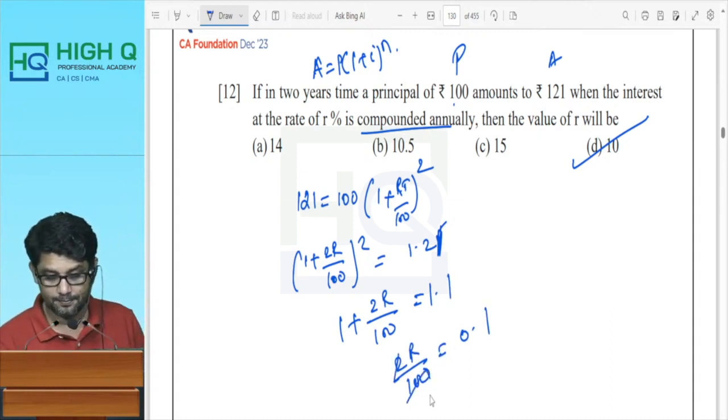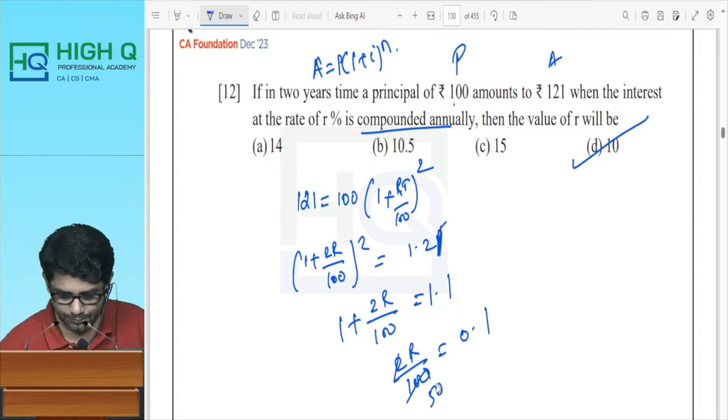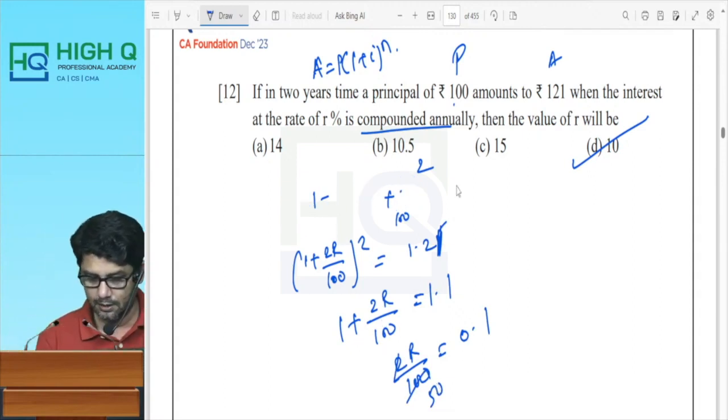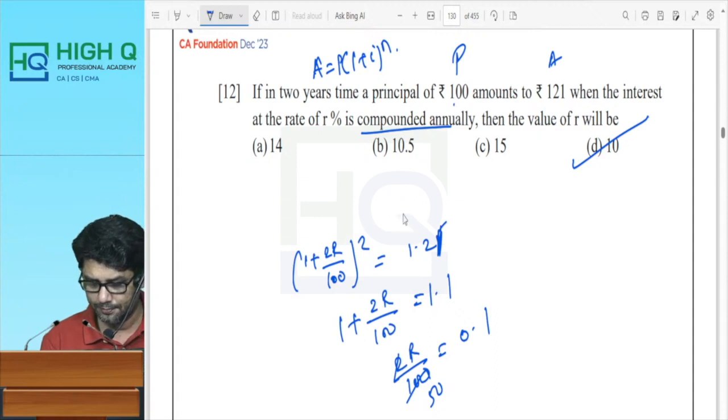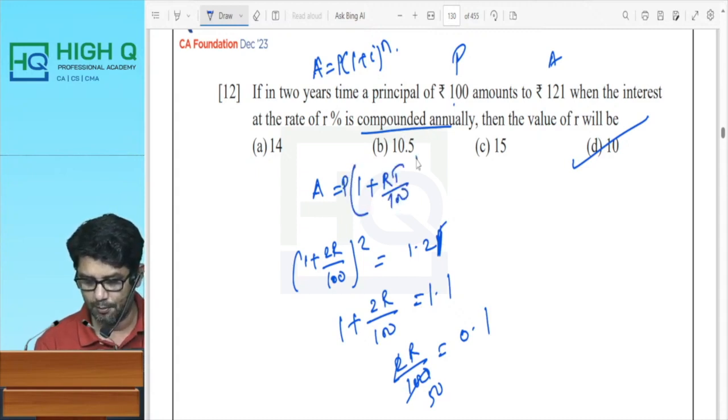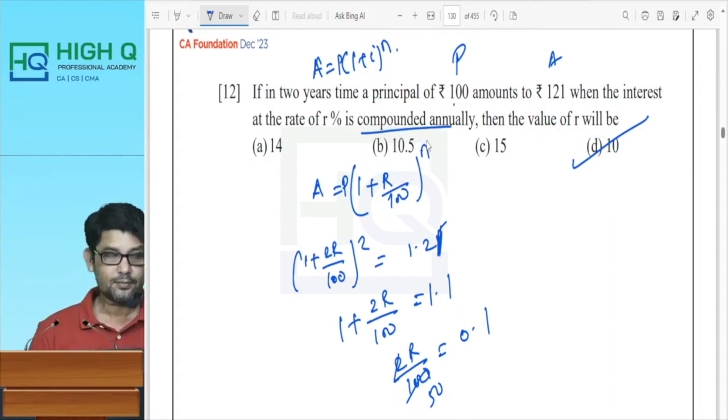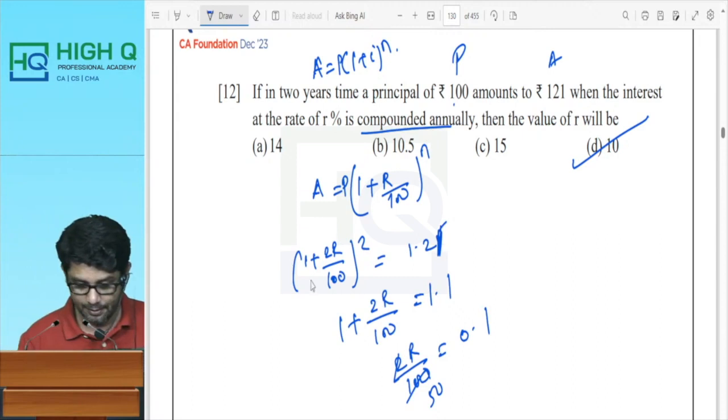What mistake did I commit? Oh, this is correct only, no? Amount is equal to 1 plus RT by 100. Is that the formula you are using, my dear? Not T. Sorry, sorry. What mistake am I committing?